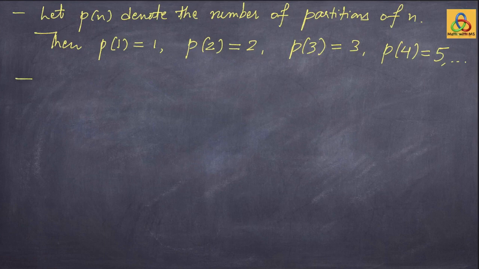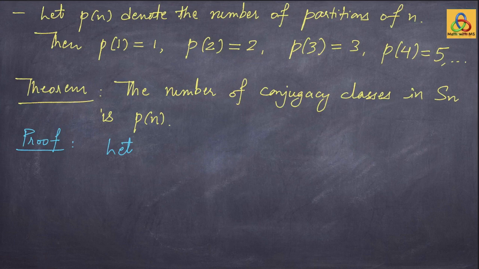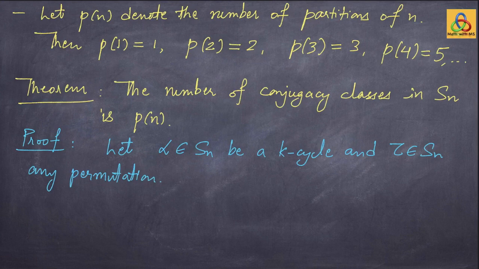Let us prove this theorem. The number of conjugacy classes in the symmetric group S n is the same as the number of partitions of n, that is the same as P of n. Let alpha belong to S n be a k cycle and tau belong to S n any permutation. So let us write alpha as this k cycle (a1, a2, and so on, ak), where a1, a2, ak are in the set 1 to n of which S n is the permutation group.